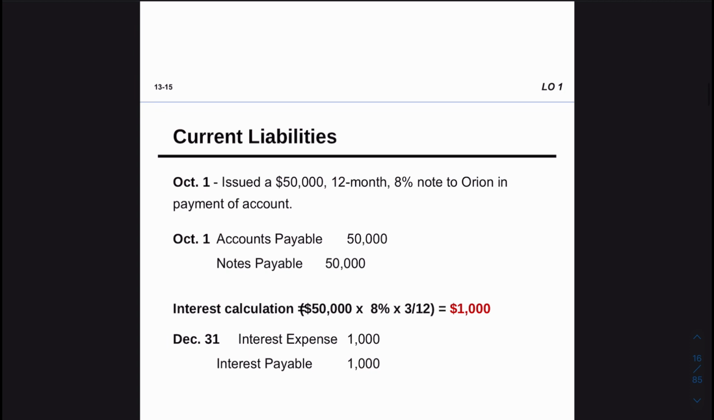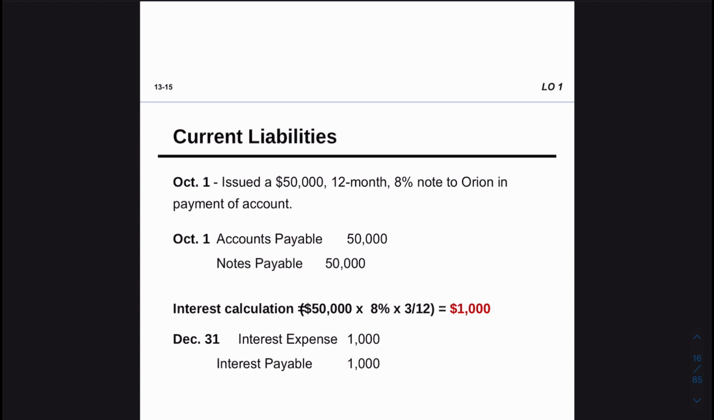And then on October 1, we've issued a 15,000 12-month 8% note to Orient in payment of accounts. So now, instead of paying on account, a month has passed and we decided to exchange the account payable with a note.